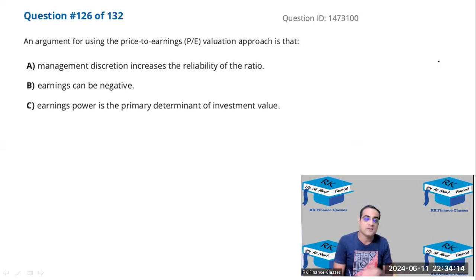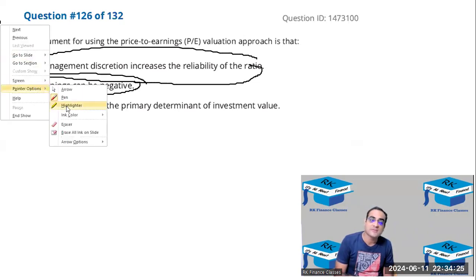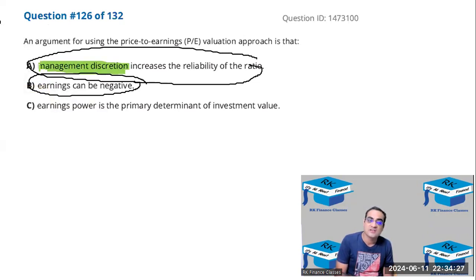So three main problems. उसमें से एक प्रॉब्लम कवर था, earnings can be negative and management discretion increases the reliability. नहीं, management discretion reduces the reliability, because when management has the discretion of which depreciation method to use, they can use the discretion to their advantage to manipulate the net income. I repeat, they can use the discretion to their advantage to manipulate the net income, so it reduces the reliability.